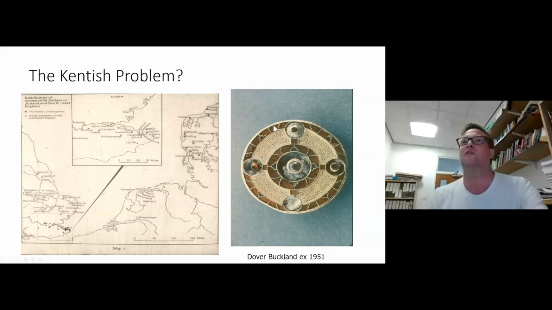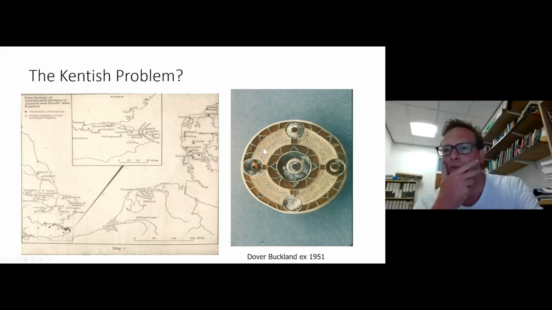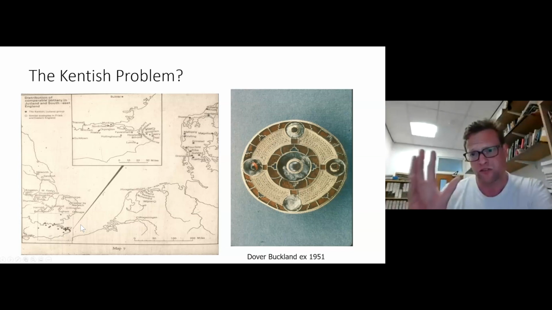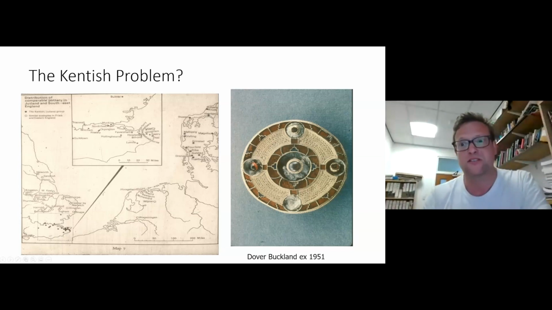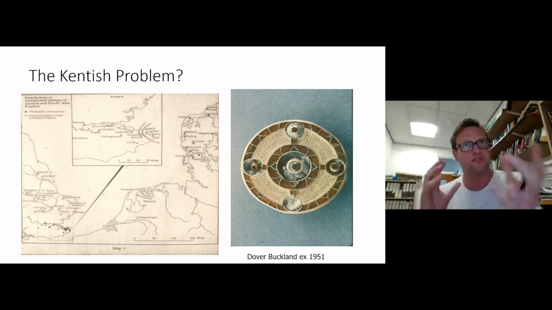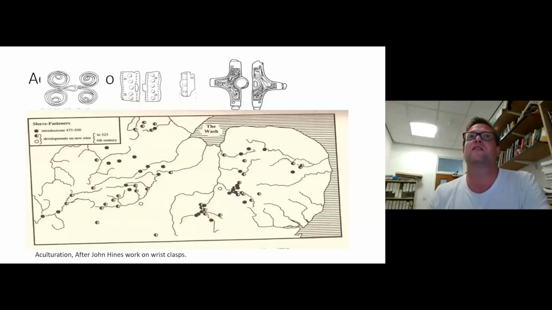And we have here on the right-hand side a great example of a Merovingian gold and garnet composite disc brooch found within Dover Buckland in the 1951 excavation. That object is almost certainly Frankish in its style. So it really highlights that sometimes those things don't necessarily map on to the historical narratives that we want to see.